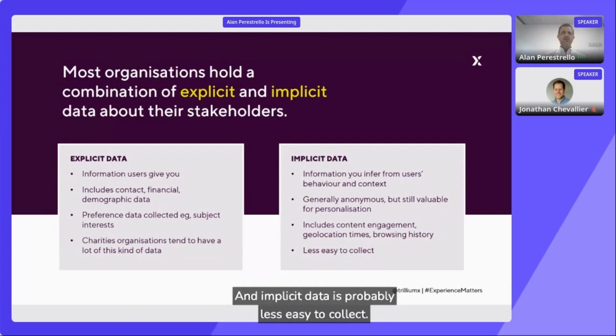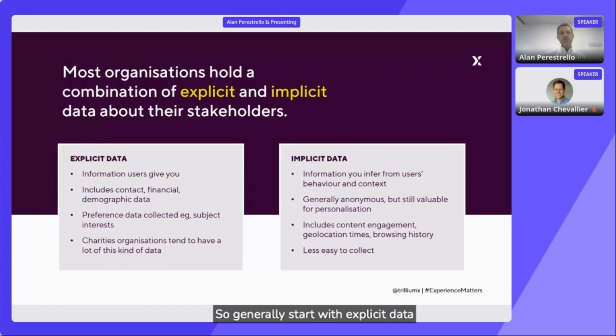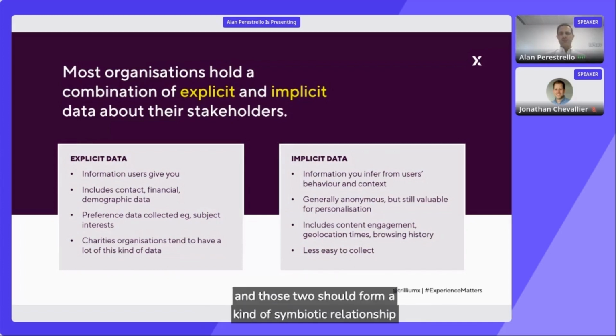And implicit data is probably less easy to collect. It's definitely harder to draw conclusions from it. So generally start with explicit data, and then you can move into implicit data, and those two should form a kind of symbiotic relationship in your data strategy.